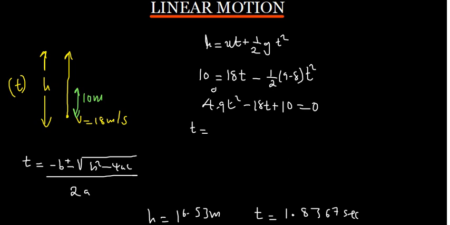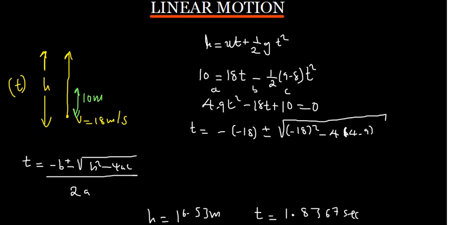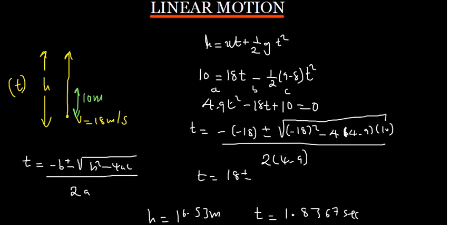So we're going. This is a, the number in front of t squared. This is b, the number in front of t, and then c is the constant. So this is going to be negative. Now b is already negative 18, plus or minus the square root of b squared, that is negative 18 squared, minus 4a, a is 4.9, and then c is 10, and then divided by 2 multiplied by a, which is 4.9. So I'm going to work out first what is in this bracket. So we're going to find that t is going to be negative times negative 18, that will be positive 18, plus or minus. I'm going to work out what is inside.